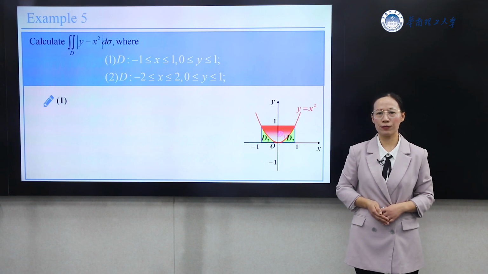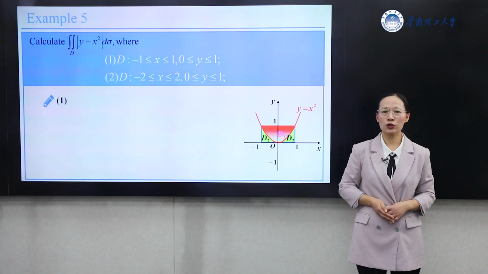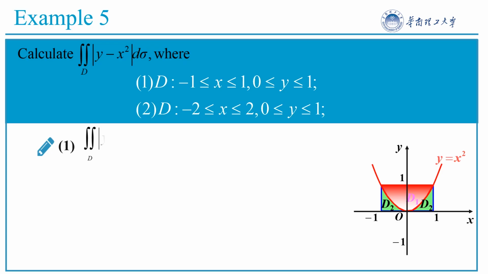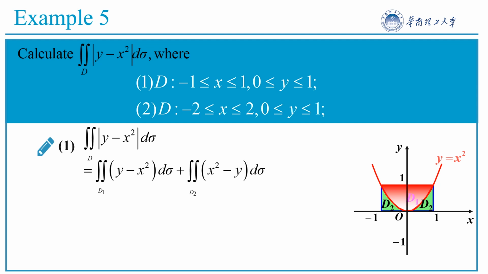According to the additivity of double integral, the double integral on D is equal to the sum of the double integral on D1 and D2. The integrand of the double integral on D1 is y minus the square of x, and the integrand of the double integral on D2 is the square of x minus y. These two integrations can both be converted into iterated integrals according to the x-style regions.